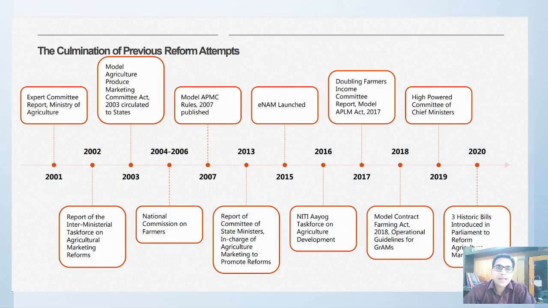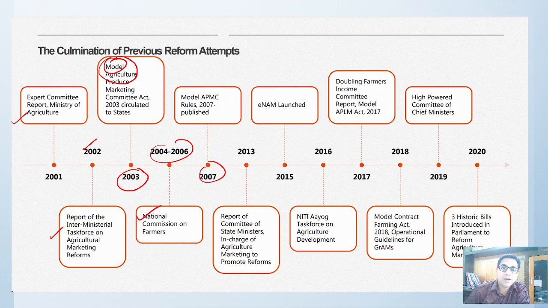So this is a timeline of the various reforms. In 2001, an expert committee of the Ministry of Agriculture was formed, and then in 2002, the report of the Interministerial Task Force on Agriculture Market Reform was done. Then 2003, the model APMC Act, because the state government has to make the rules, the central government can also provide the model. Then 2004 and 2006, the National Commission for Farmers was formed. In 2007, model APMC rules were published. Then 2013, reforms by the Committee of State Ministers in charge of Agriculture Marketing. Then 2015, the Electronic National Agriculture Market, eNAM, was launched.